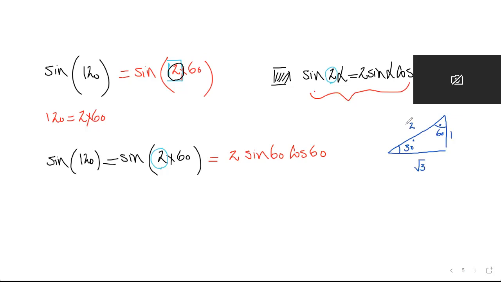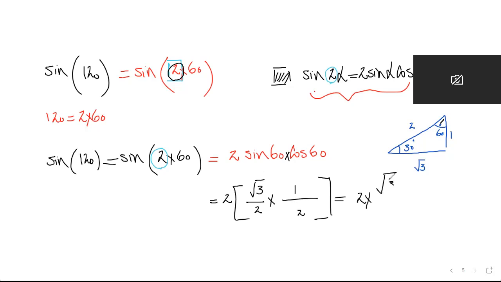Now, we have 2 times, how much is sine 60? 60 is here. Opposite over hypotenuse. However, sine 60 is multiplied to cosine 60. How much is cosine? Adjacent over hypotenuse. Then what do I get? I get 2 times square root of 3 over 4, which becomes the square root of 3 over 2.